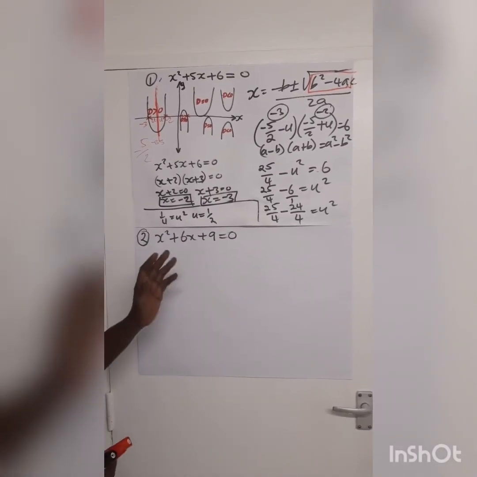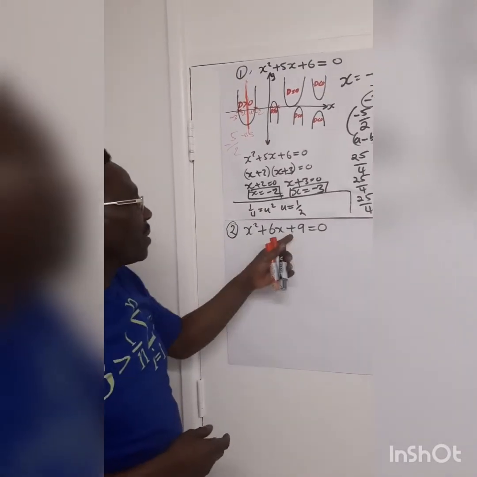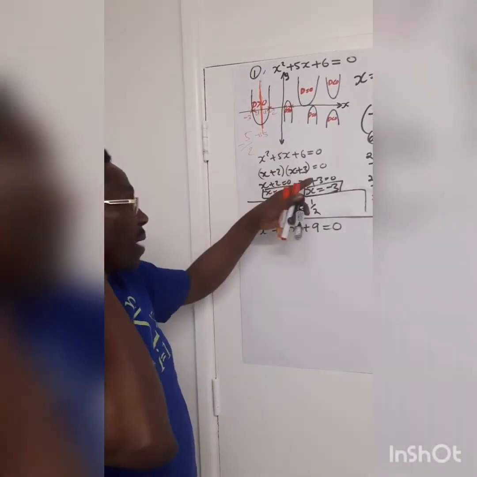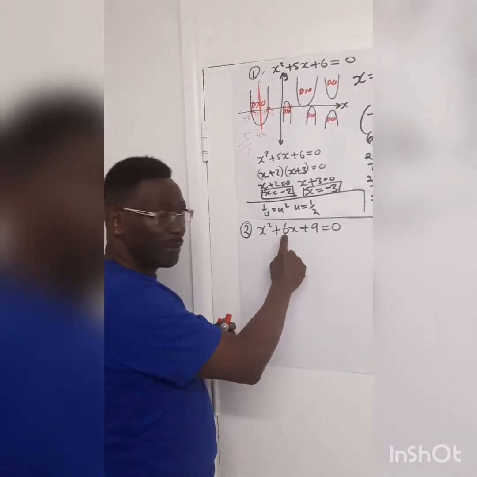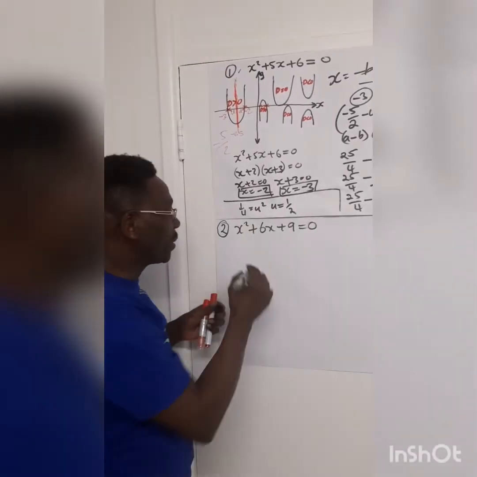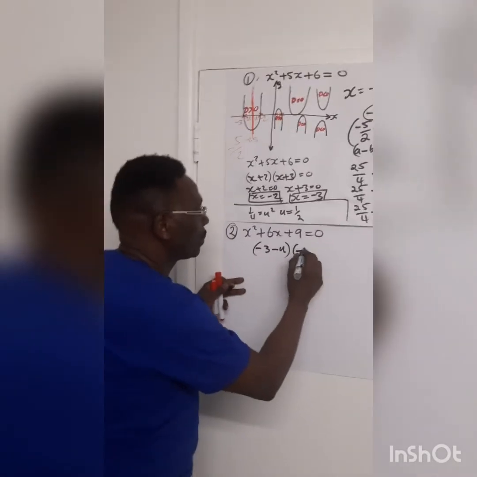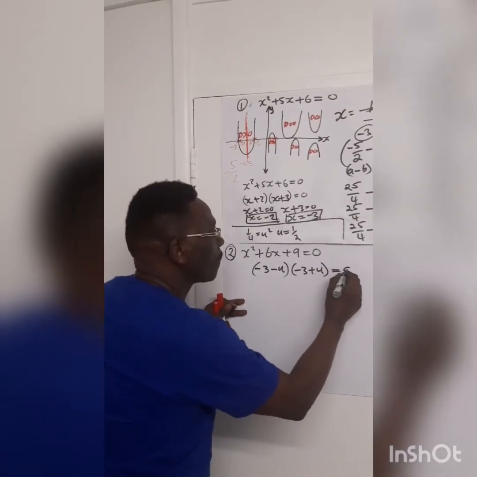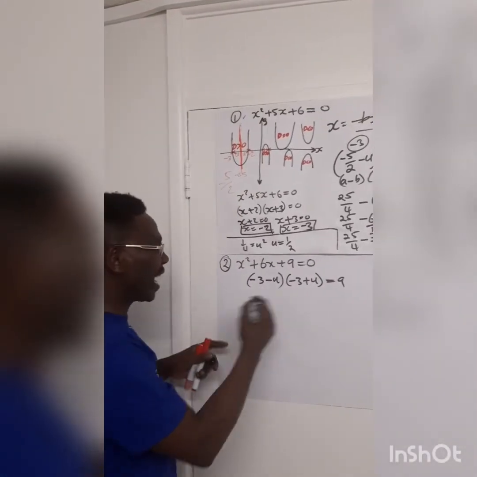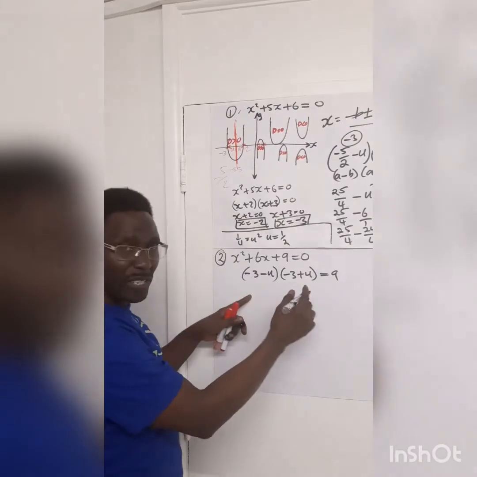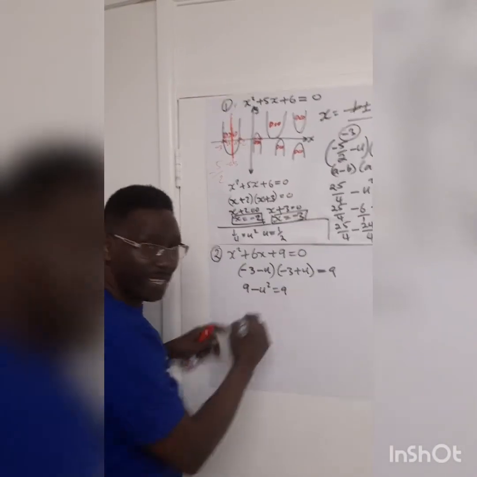It's done. So we've got the next question here, which is x squared plus 6x plus 9 equals 0. This one we don't have to work through all this. We can jump a few steps. So take this 6, put a negative and divide by 2. So we've got negative 3 minus u multiplied by negative 3 plus u equals 9. And we know this one is the difference of squares. Therefore, it's 9 minus u squared equals 9.